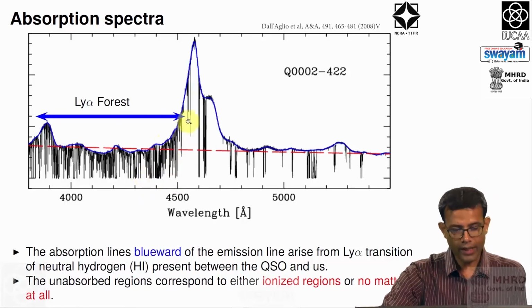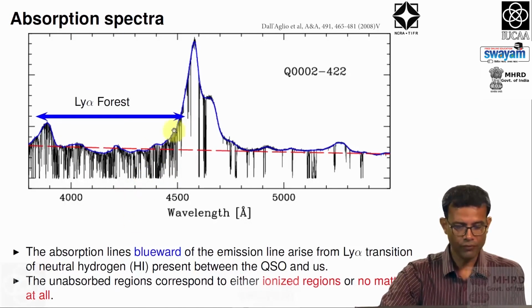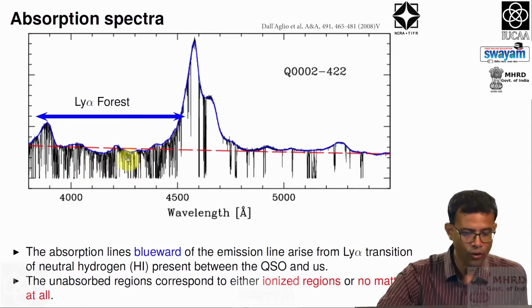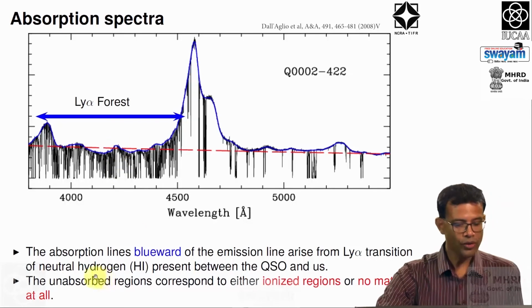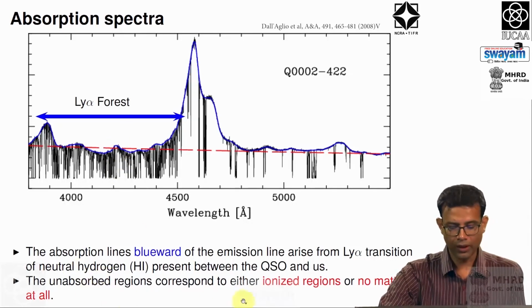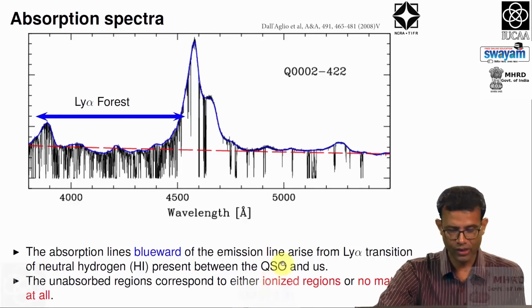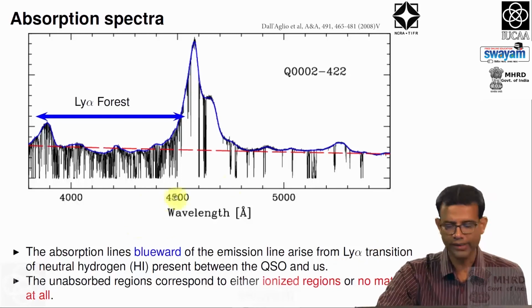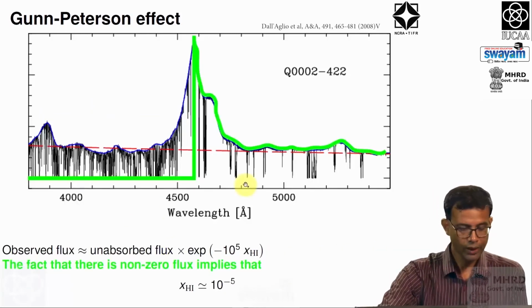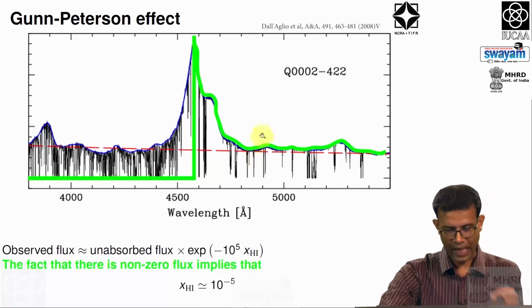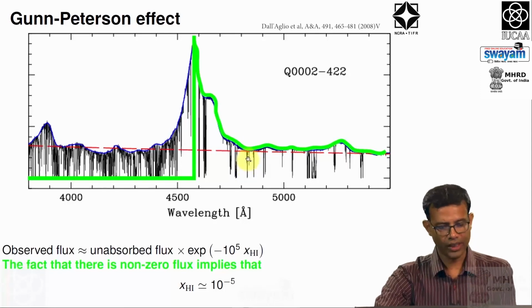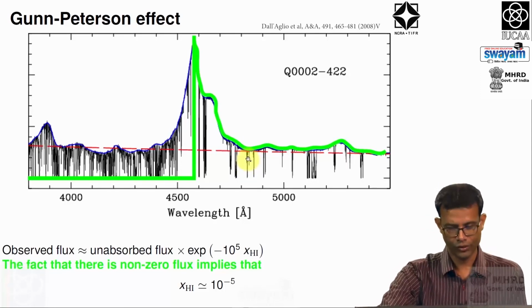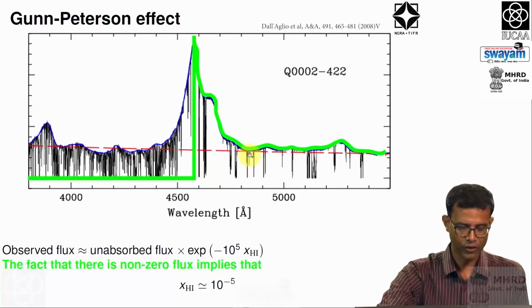Clearly, this absorption happens because of neutral hydrogen. You can also see there are regions where there is no absorption, like this region. The regions where there is no absorption will correspond to either ionized regions, which means there is no neutral hydrogen, or probably no matter at all, which is unlikely. Now, what can be done is that this Lyman-alpha transition, its cross section and other properties, are very well understood from basic quantum mechanics or atomic physics.